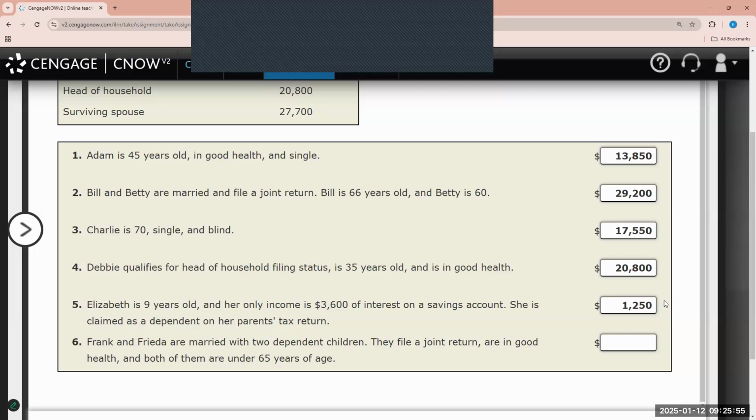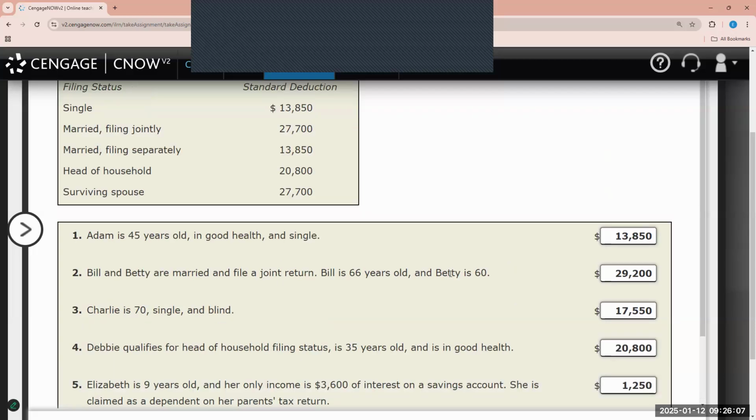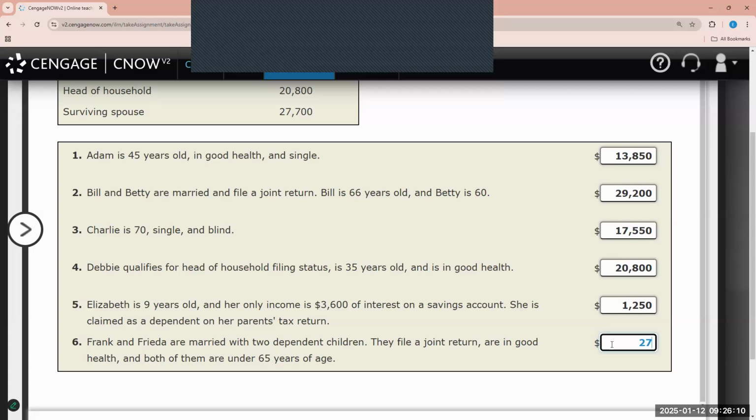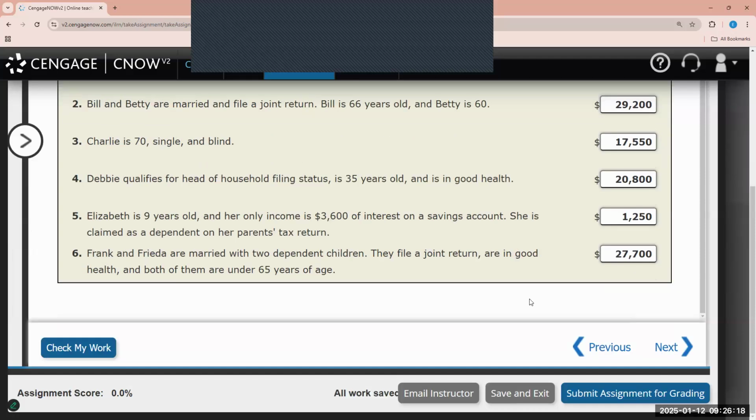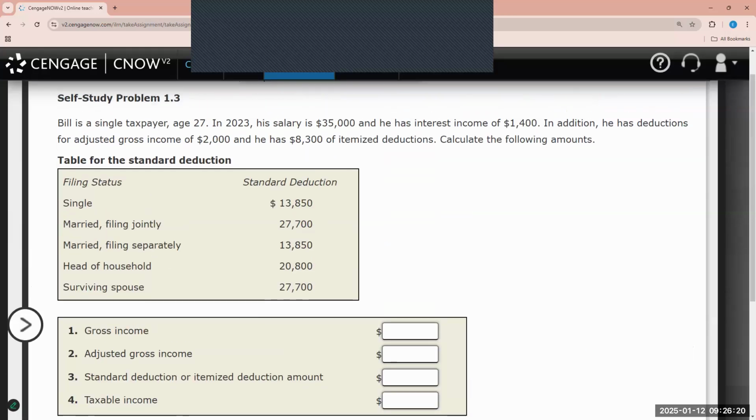Lastly, we have Frank and Frida are married with two dependent children. They file a joint return and are in good health, and both of them are under the age of 65. So in such case, Frank and Frida are married filing joint. Their total standard deduction is $27,700 for 2023, and for 2024, $29,200.